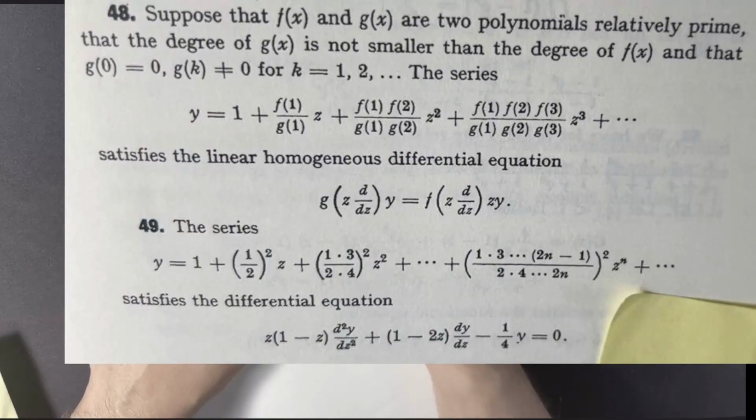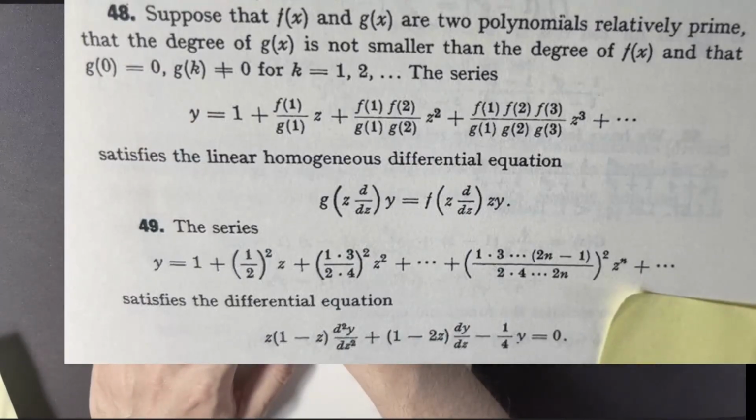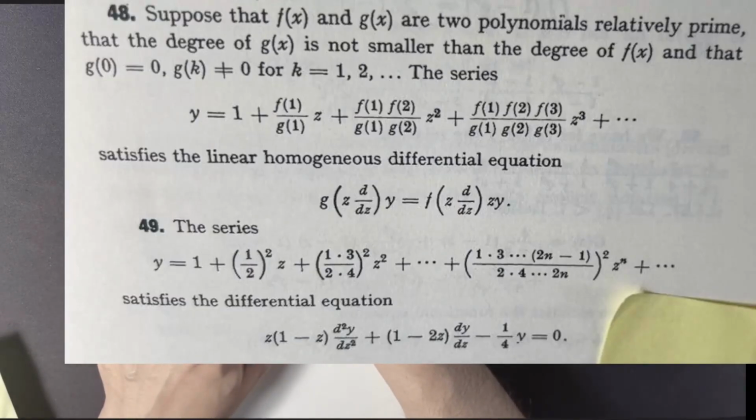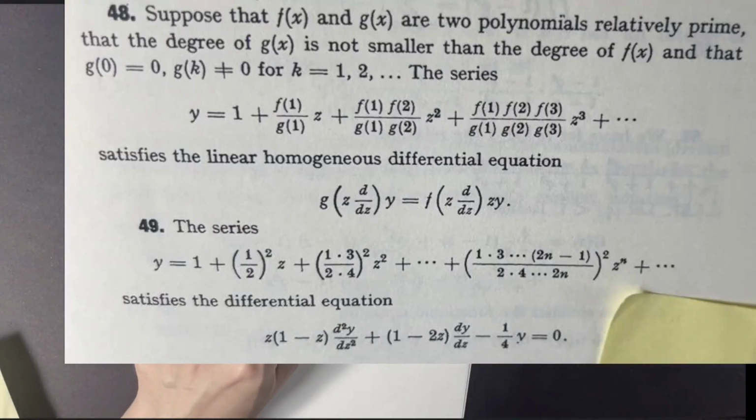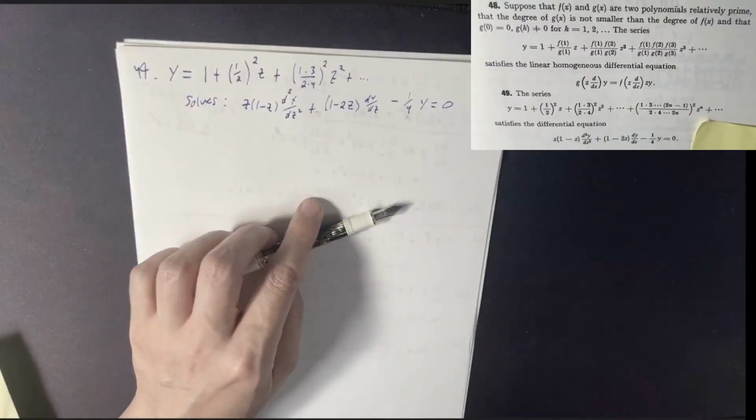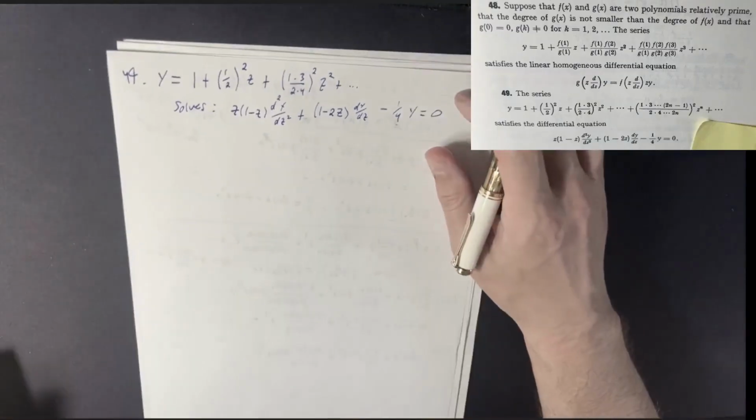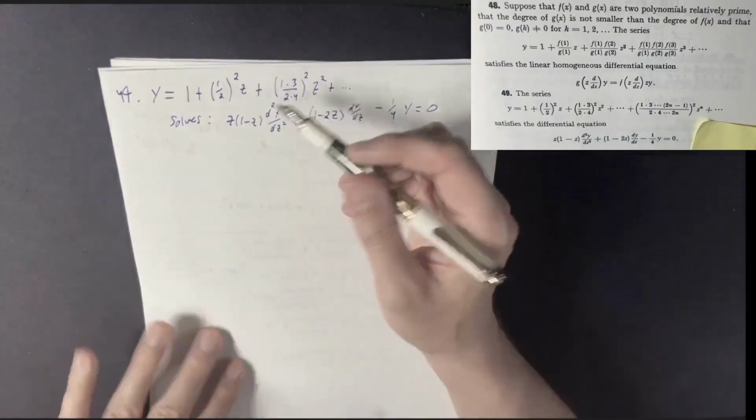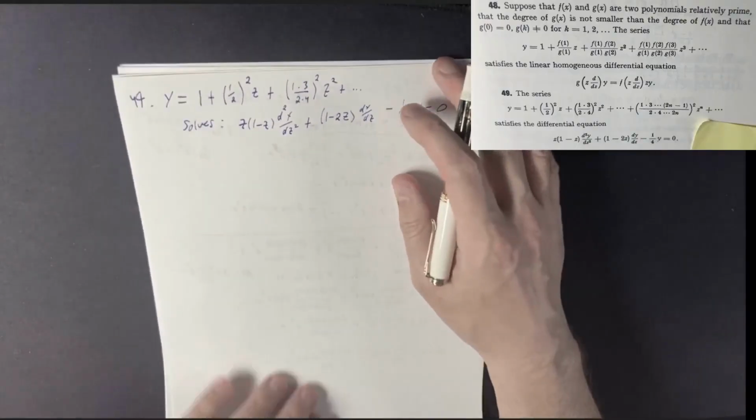This is against z squared, yada yada, you get the idea. And I want to show that this satisfies z(1 minus z), oh no, second derivative, 1 minus 2z dy/dz minus a quarter y. So I did do this one on my own a few days ago. So I know it works, but I don't remember any special trick about it. But we just did 48. So it's clearly just 48.